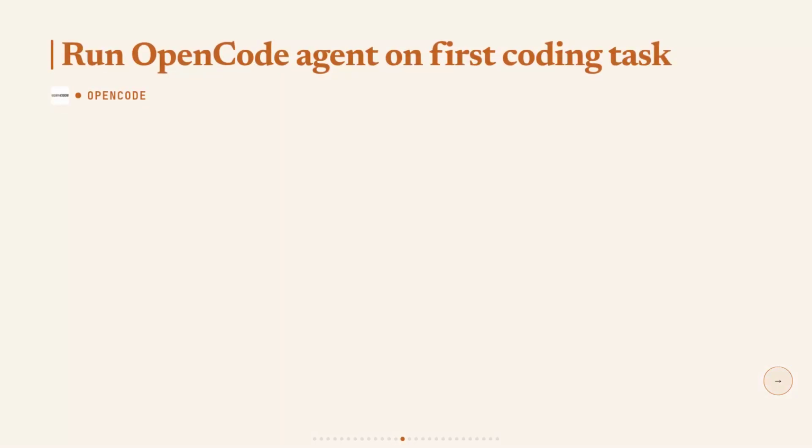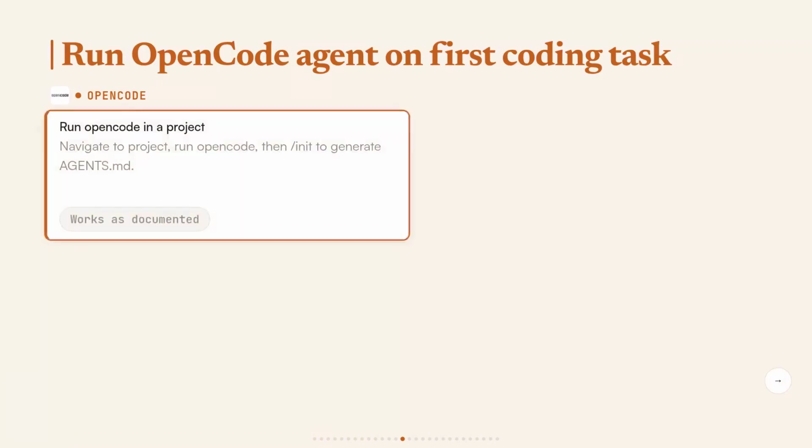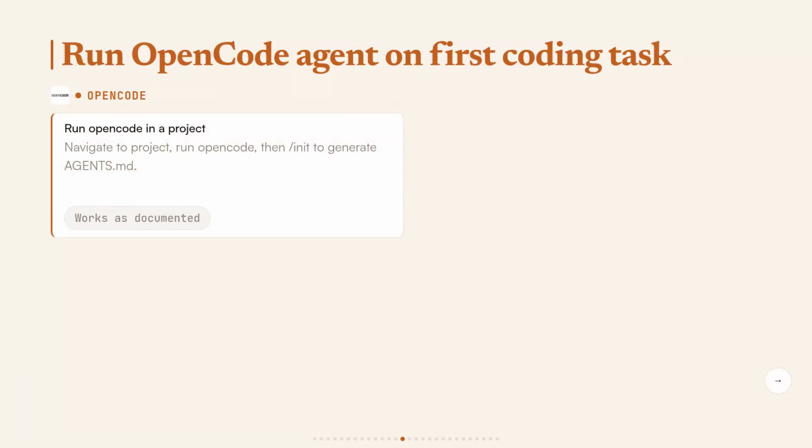I navigated to a project, ran OpenCode, hit tab to switch to plan mode, let it map out the steps, then switch to build. It ran bash, edit, and write tools without any extra config.